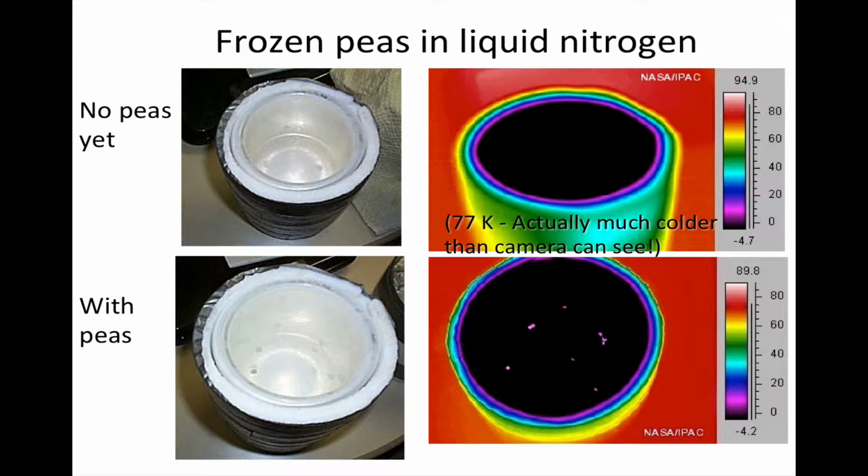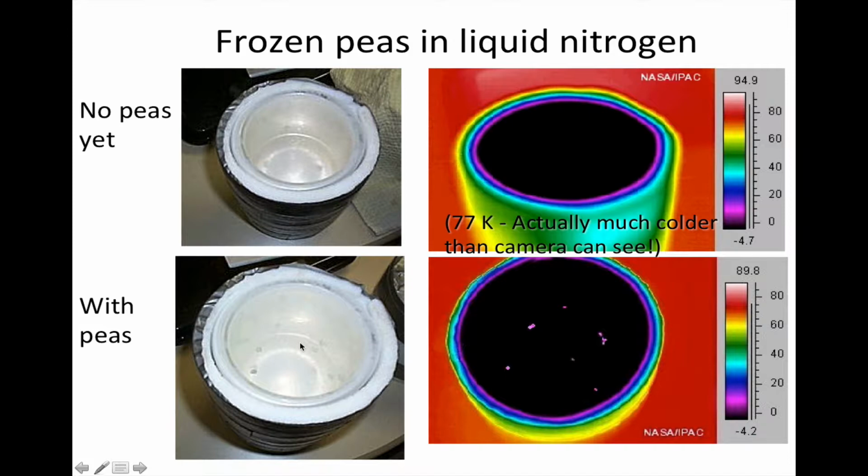So up until this point, you've been looking at things that you might encounter on an everyday basis. Now we're going to sort of leave that world a little bit. Here I have a dewar full of liquid nitrogen. A dewar is just a fancy name for basically a thermos bottle. Here I've got liquid nitrogen in the dewar, and I haven't put any frozen peas or anything else in the liquid nitrogen yet. So the infrared camera just looks at that, and that liquid nitrogen is 77 Kelvin, so it's actually much colder than the camera can see, so the camera just gives up and colors it all black.